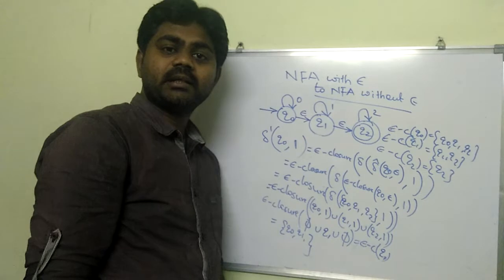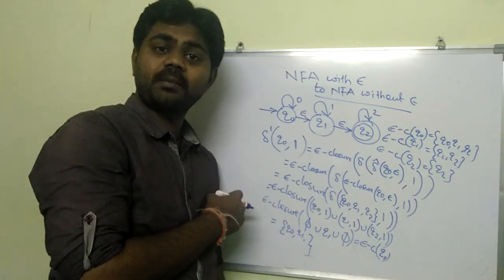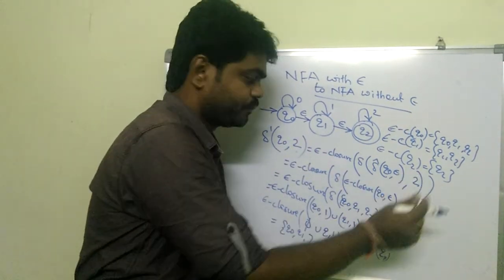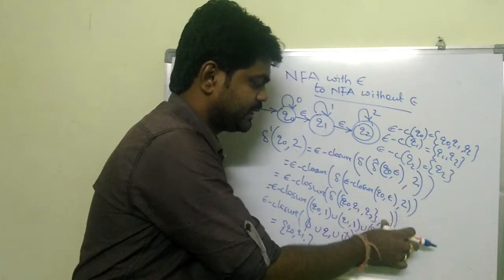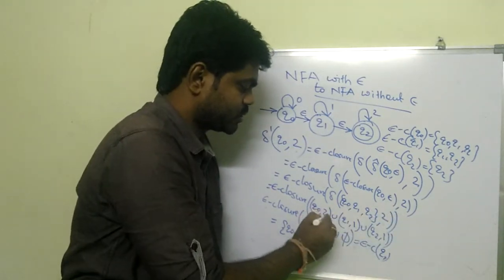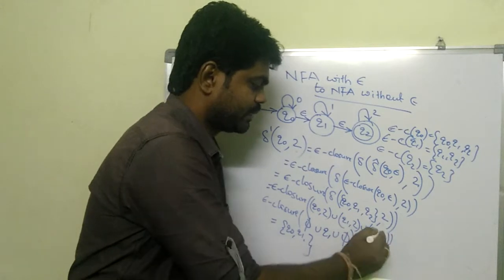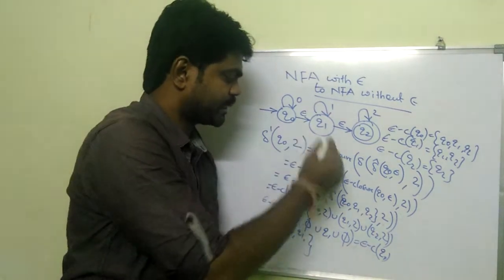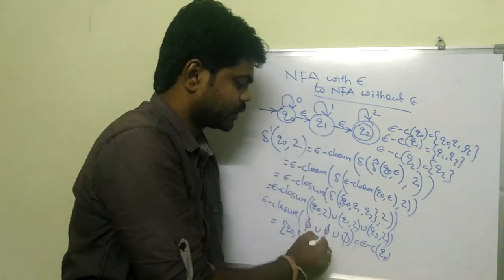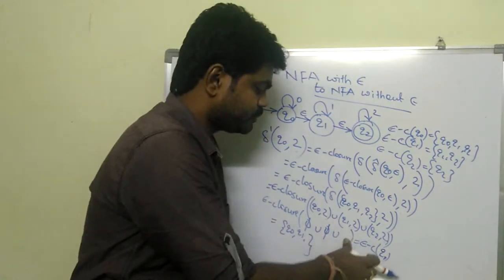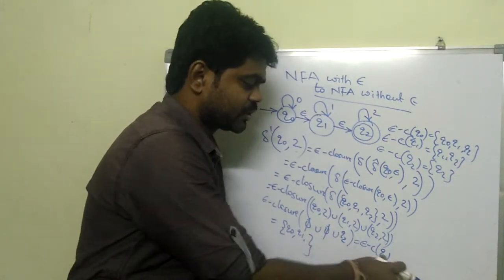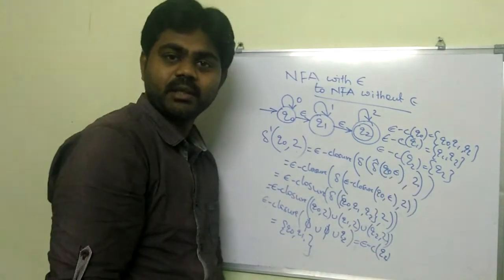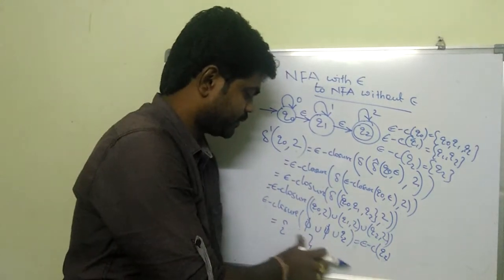In a similar way, I should find delta dash of Q0 comma 2. So my input is changed to 2. Here 2, here 2, here 2. So Q0 comma 2, Q1 comma 2, Q2 comma 2. Q0 comma 2, there is nothing, delta. Q1 comma 2, there is nothing, delta. Q2 comma 2, I will go to Q2. Epsilon closure of Q2 is nothing but Q2. So I get only Q2.